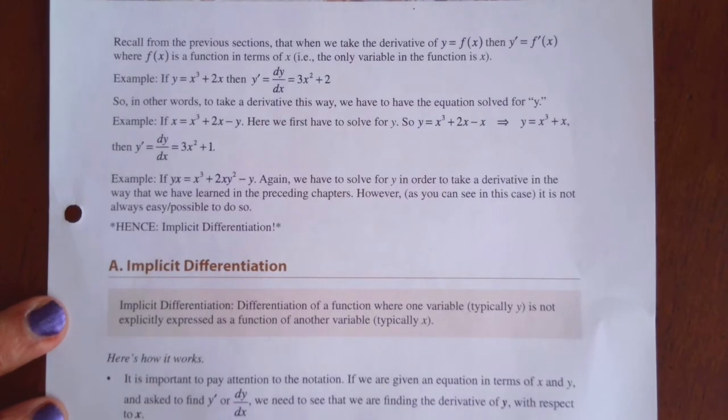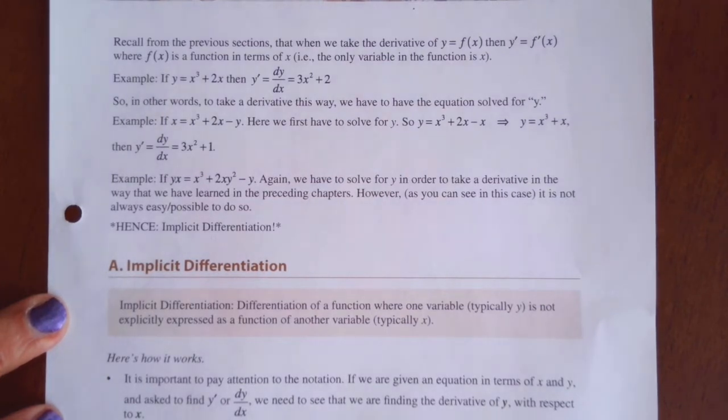Okay, so it tells you here that implicit differentiation is differentiation of a function where one variable, typically y, is not explicitly expressed as a function of another variable, typically x. Well, in layman's terms, pretty much what I said: you can't solve it for y.